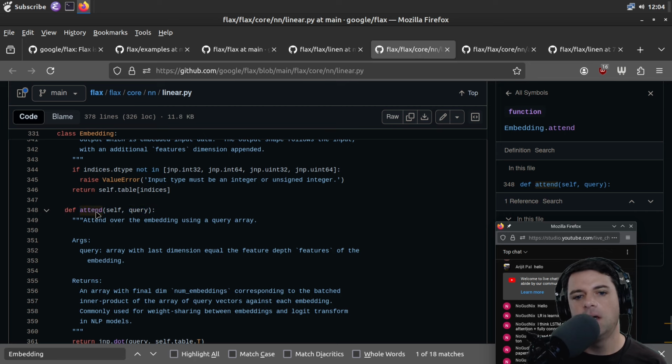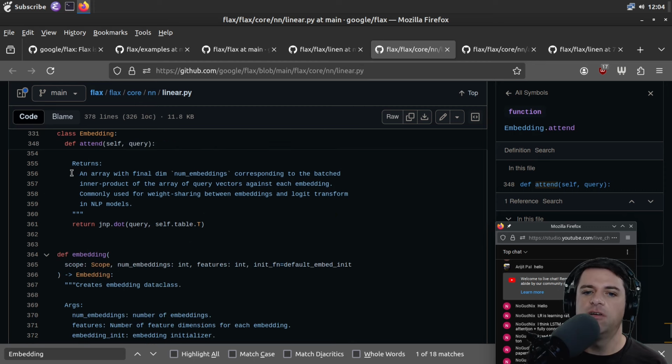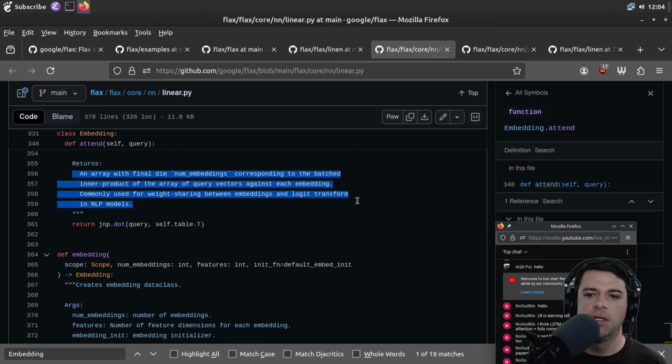Attend is possibly related to attention. Attend over the embedding using a query array. That sounds related to attention. Query an array with last dimension equal to the feature depth of the embedding. Returns an array with final dim num embeddings corresponding to the batched inner product of the array of query vectors against each embedding. The batched inner product.